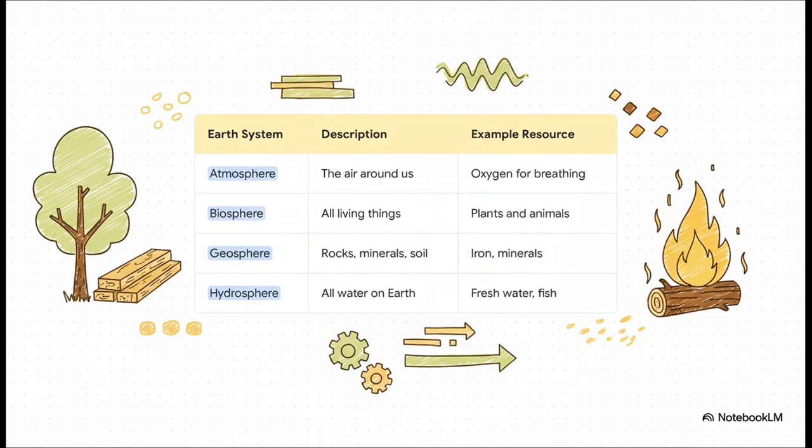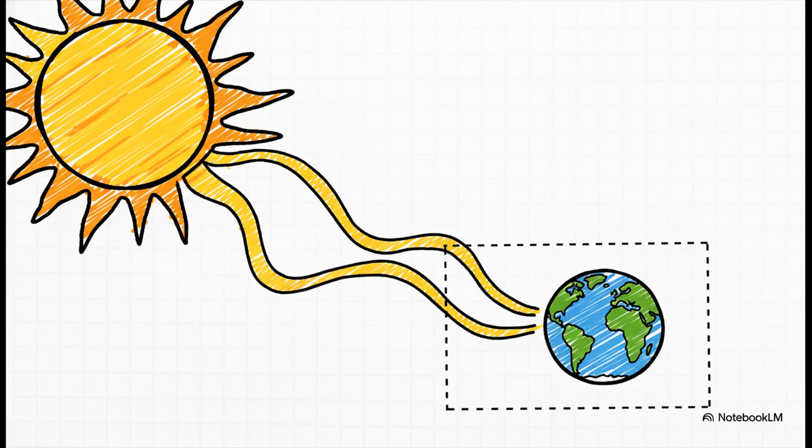I mean, from the atmosphere, we're pulling in oxygen just to breathe. From the biosphere, that's all the living stuff, we get our food and the wood we build with. The geosphere gives us the rocks and minerals for our cities. And of course, the hydrosphere gives us all the water that's so essential for life. It's the whole system.